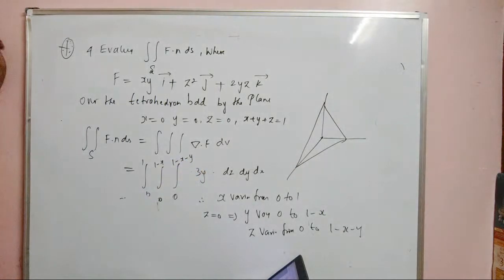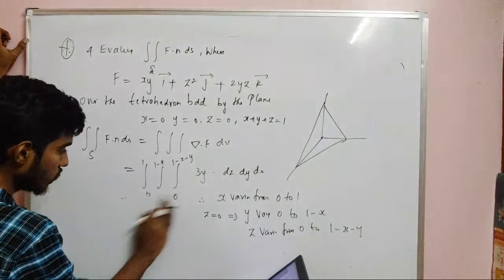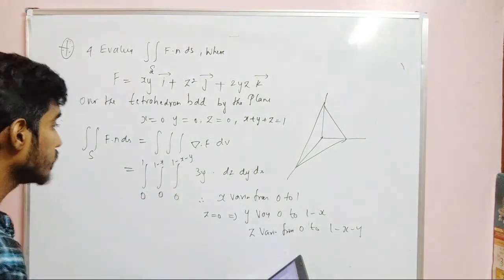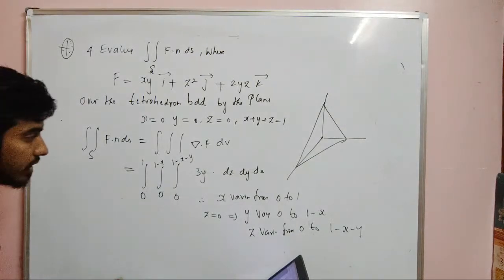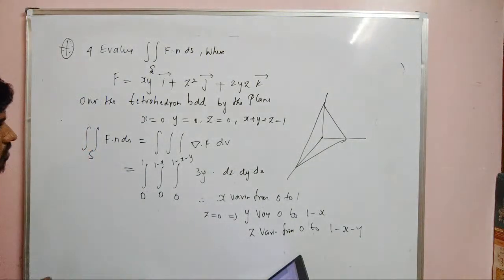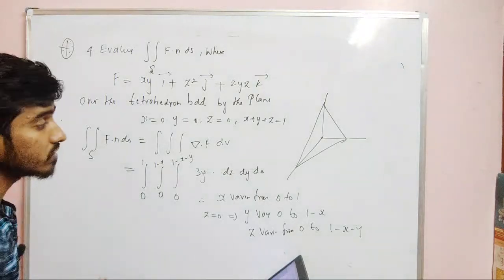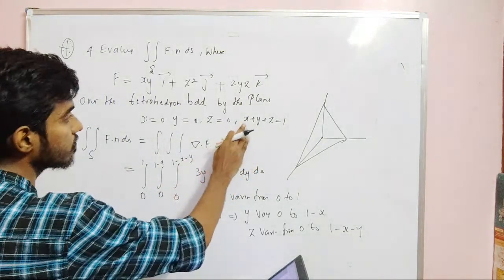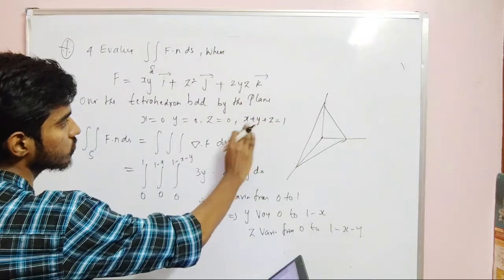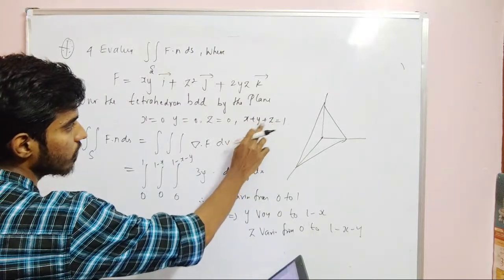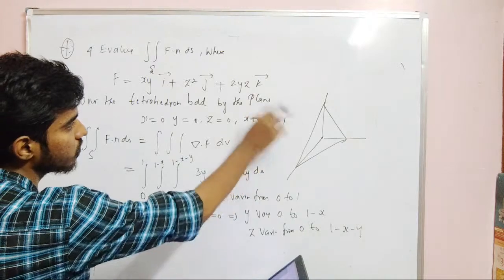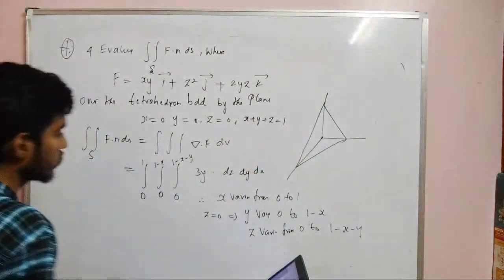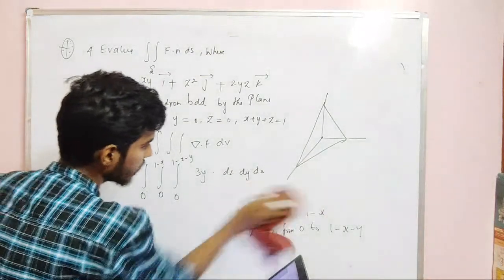Now I think you can easily do this. You just need to evaluate a triple integral. So I have mentioned the limits. It is 3y dz dy dx. In yesterday's classes I said how to find the limits when I have a plane like this. For finding the x limit, put y equal to 0, z equal to 0, so you have x equal to 1. For finding the y limit, you put z equal to 0, we have y equal to 1 minus x. And for the z limit, you just bring all the terms to that side, so we have z from 0 to 1 minus x minus y.